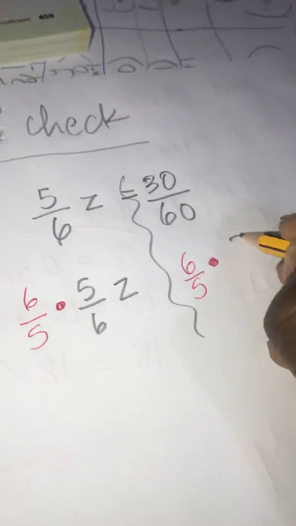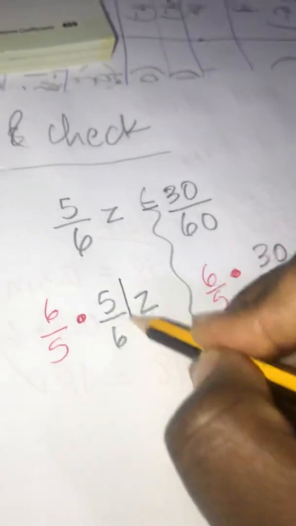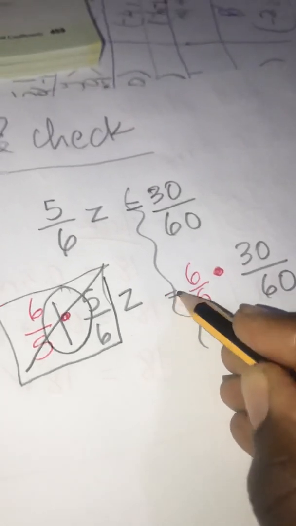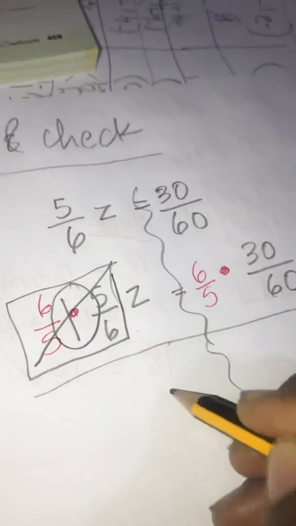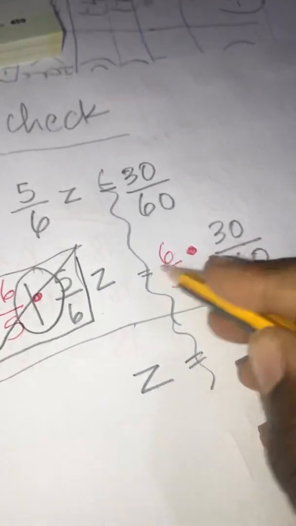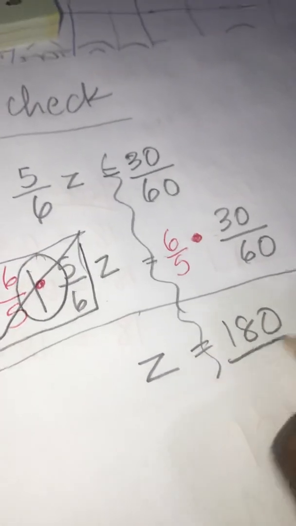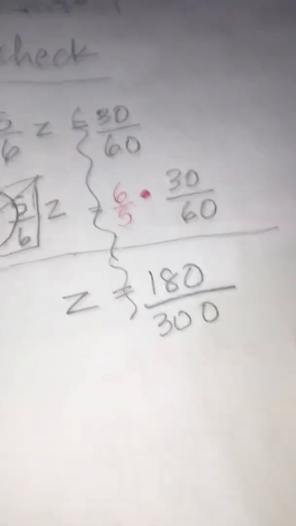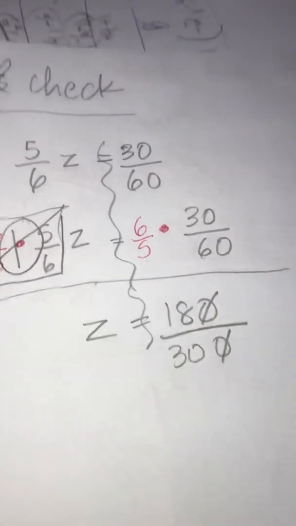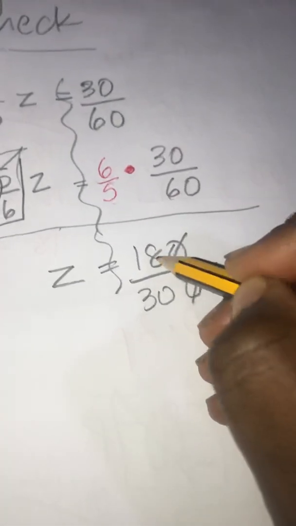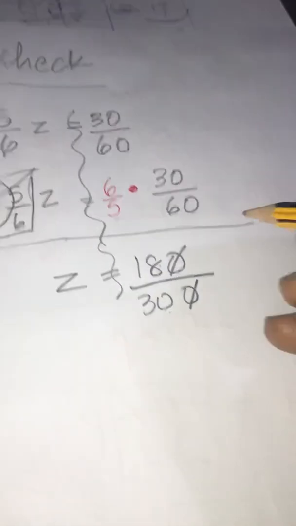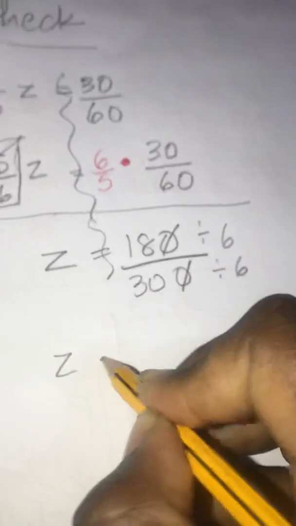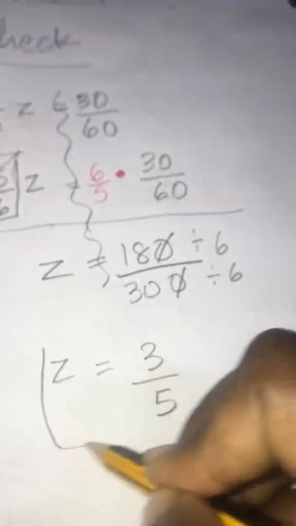5/6 Z, 30/60. You will box your multiplicative inverse. This becomes 1. Then you put your line. Z equals 6 times 3 is 18. 5 times 6 is 30. And you bring the 0. Now, we never leave fractions like this. We have to simplify. So this 0 goes with this 0. And the greatest common factor of 18 and 30 should be 6. So divide this by 6, divide this by 6. So Z equals 3 over 5. And this is your answer.